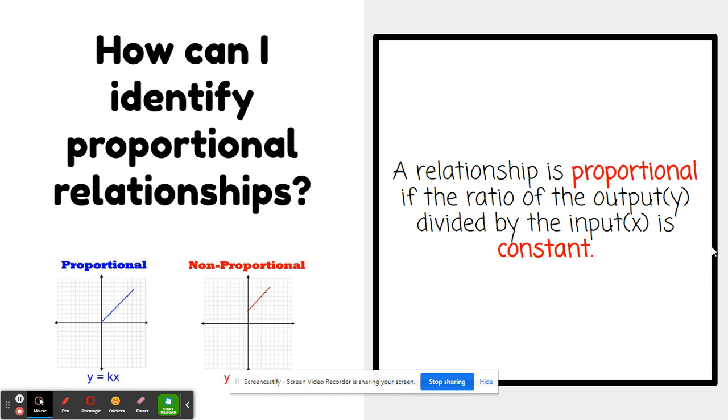So, a relationship is proportional if the ratio of our output, y, divided by the input, x, is constant. This goes with the equation that we learned the other day, y equals k times x, because remember, we've got a constant with that proportion. That k is my constant, okay? So it will have a constant. That just means that when I divide my output by my input, I'm going to have a constant there.